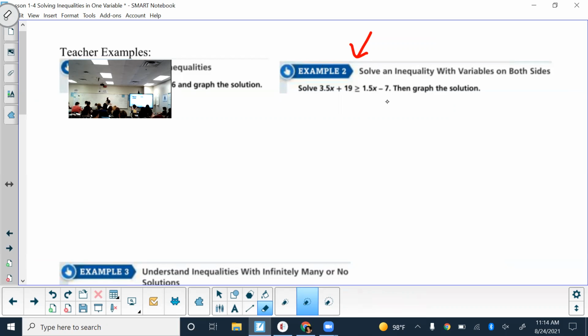Now, we move on to step 3. Do you remember what step 3 is? It's not on the board today. Sorry. You guys need to start memorizing them. So what was the third thing we need to do? Move the variable to one side. So which one do you want to move, the 3.5x or the 1.5x? And how do I move it? With inverse operations. So how can I make that cancel?